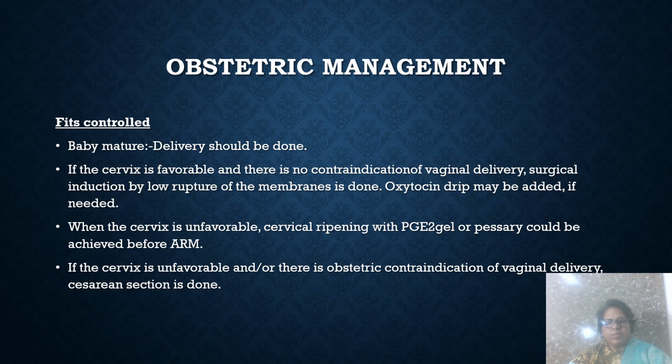The obstetric management of eclamptic patient. The patients with the fits controlled, if the baby is mature, delivery should be done. If the cervix is favorable and there is no contraindication of vaginal delivery, surgical induction by low rupture of membrane is done. Oxytocin drip may be added if needed. When the cervix is unfavorable, cervical ripening with the PGE2 gel and pessary should be achieved before ARM. If the cervix is unfavorable and there is obstetric contraindication of vaginal delivery, cesarean section is done.